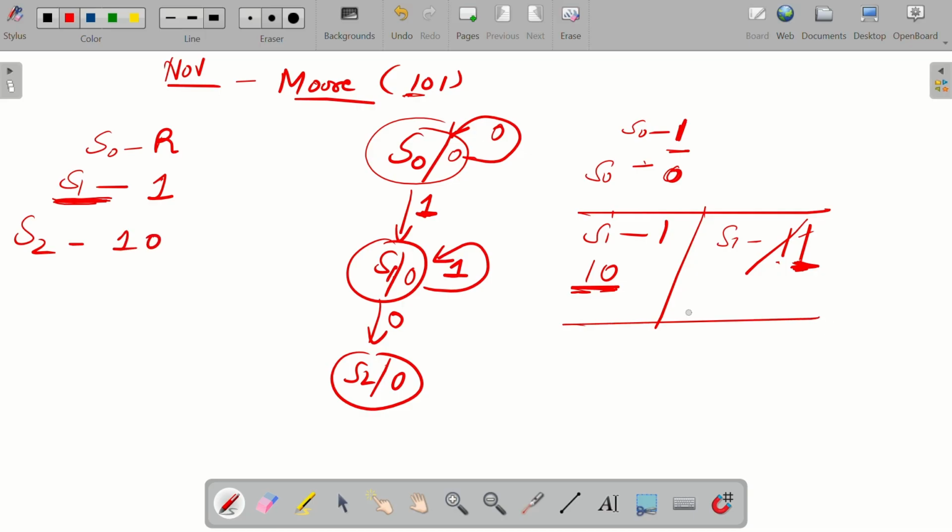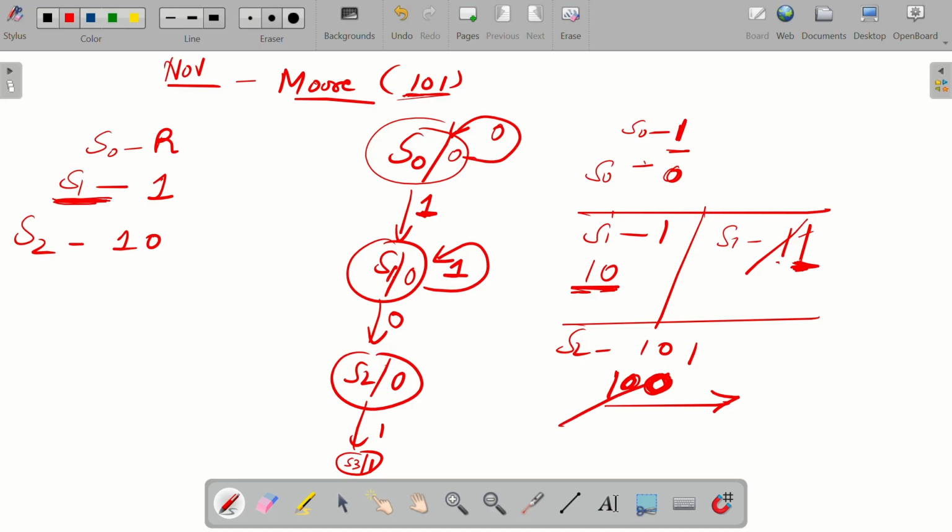Now from this diagram, we can figure out that S2 is a state where you already have 10 present with you. If I get a 1, this means I have successfully detected my sequence. I'll move to S3 and my output will be 1 because I've successfully detected my sequence. Instead of 1, if I'm getting 0, this means no way I can proceed with the sequence detection because 0 was never the starting bit of your sequence 101.